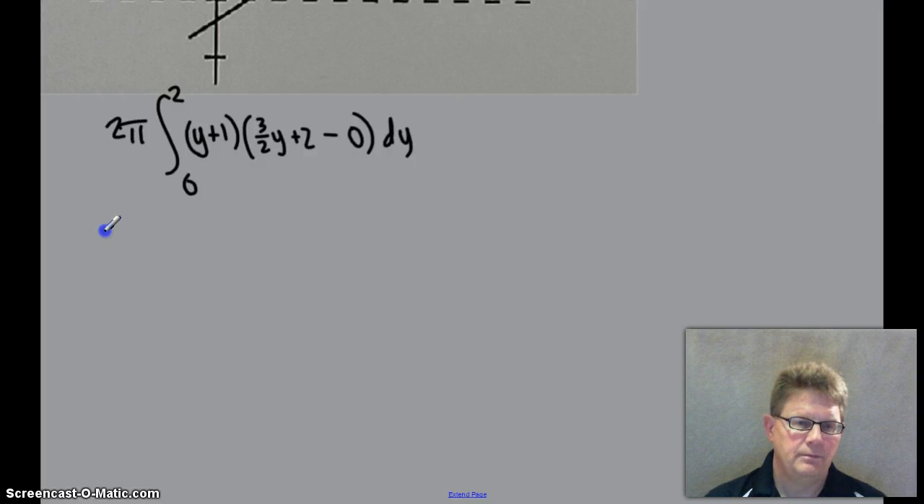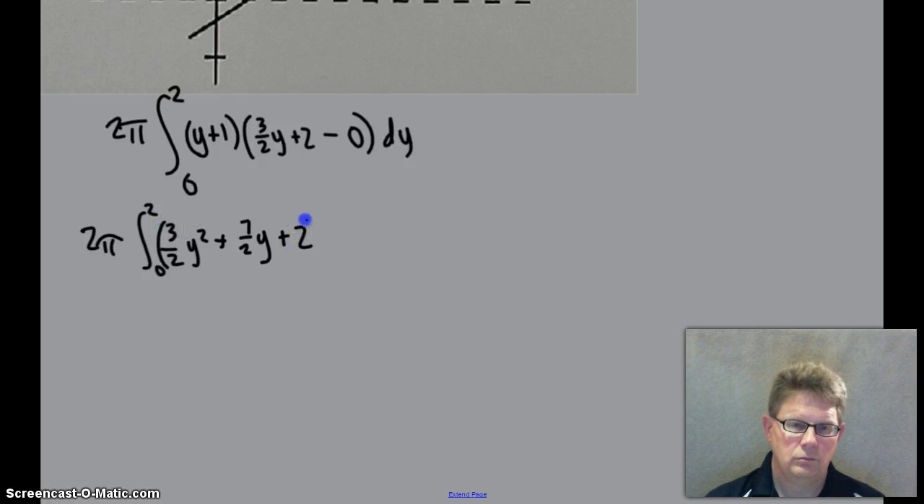Let's clean this up a little bit. 2 pi times the integral from 0 to 2. Let's see here, we have 3/2 y squared. Okay, this will be 3/2 y and 2y plus 7/2 y plus 2 dy. Now we're ready to integrate 2 pi.